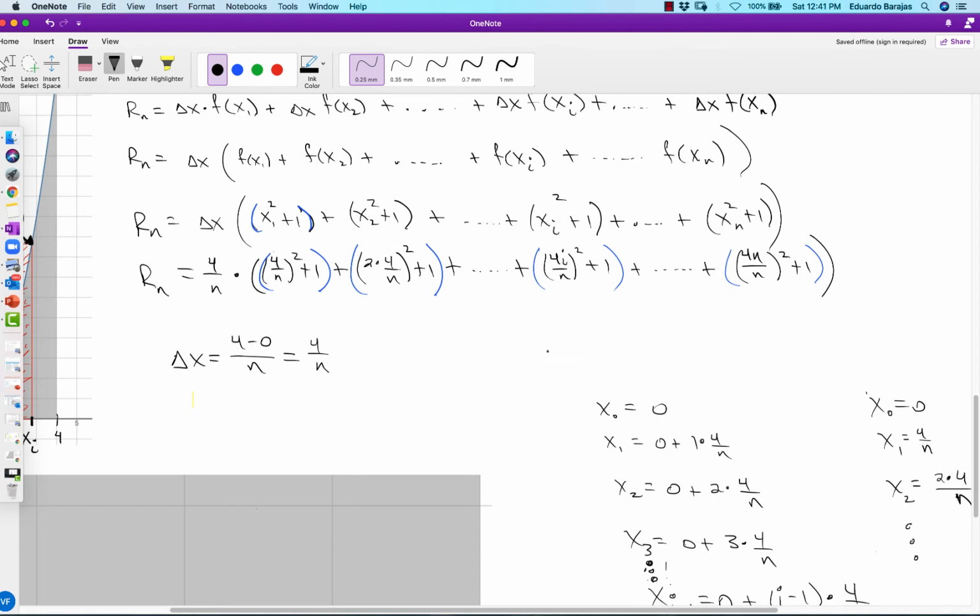Okay, all right, so let's further simplify. Remember, all of this gets multiplied. Let's put it in red. The 4 over n gets multiplied by the whole thing.